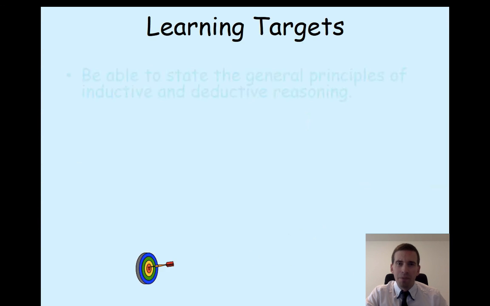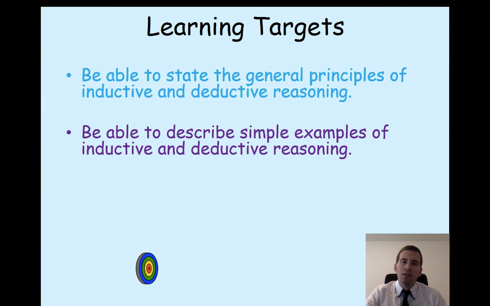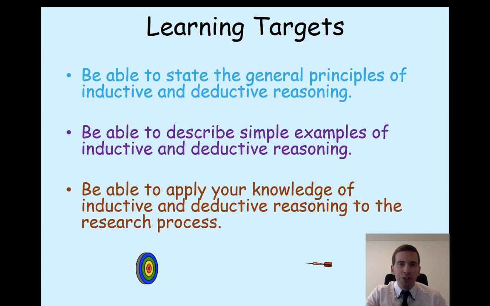So hopefully, you should now be able to state the general principles of inductive and deductive reasoning. You should be able to describe the simple examples we went through, or possibly come up with your own examples. And hopefully you can link the two different types of reasoning to slightly different research processes.